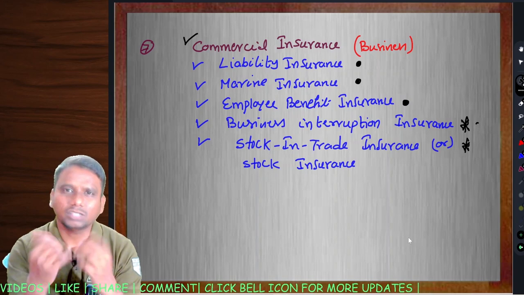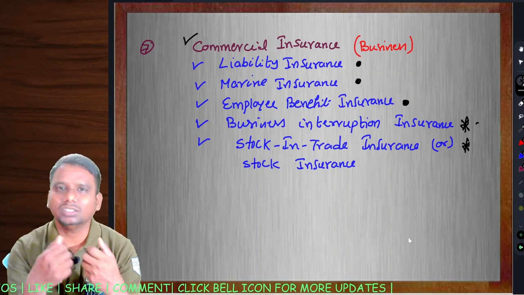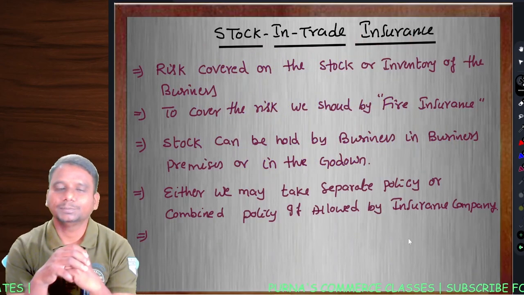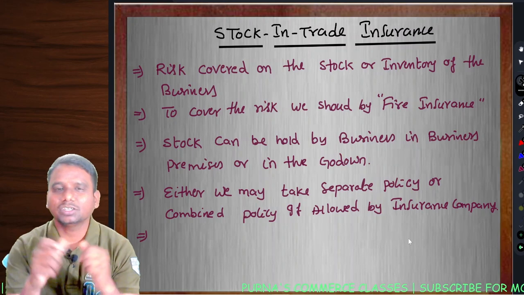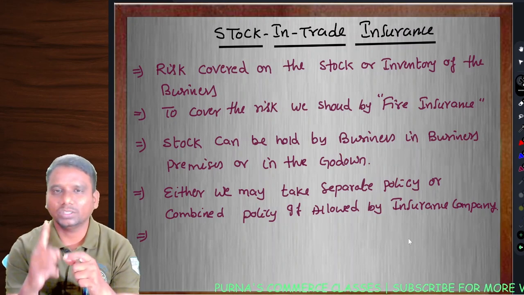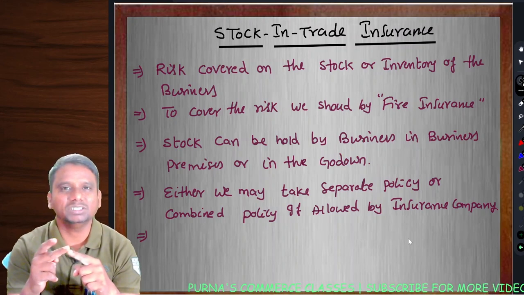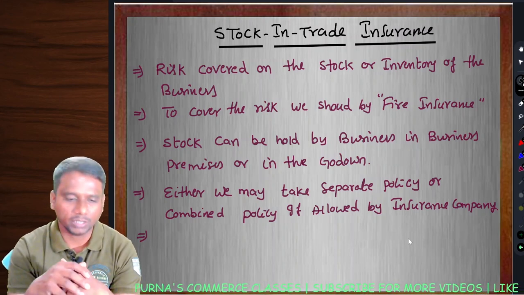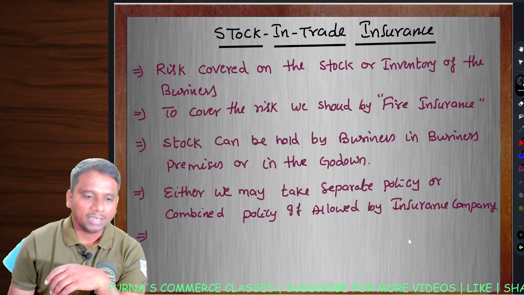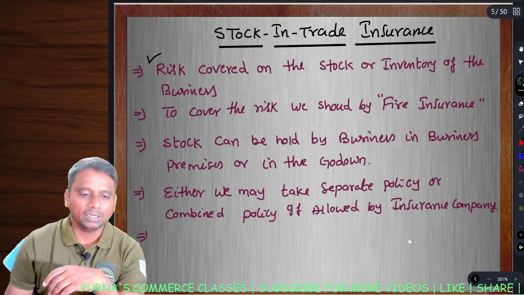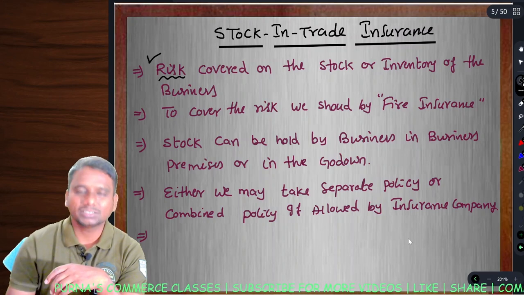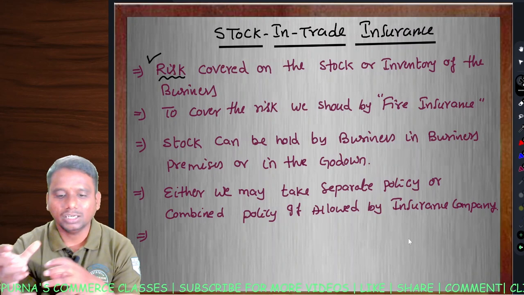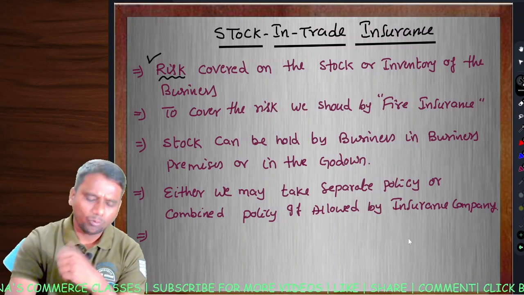Have not thorough knowledge, at least some basic knowledge about insurance business. Why in trade insurance? I said in the insurance claims chapter, we discuss two things. One is stock insurance. Another one is business interruption insurance. We'll discuss what are these two things. Okay. Now, first, under stock insurance, risk covered. There should be some risk to our stock. Okay. So risk covered on the stock or inventory of the business.